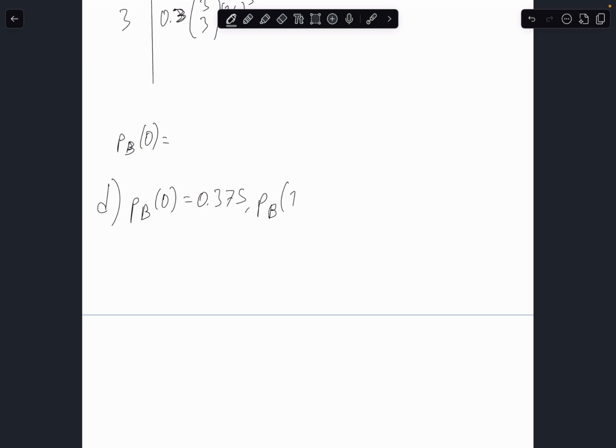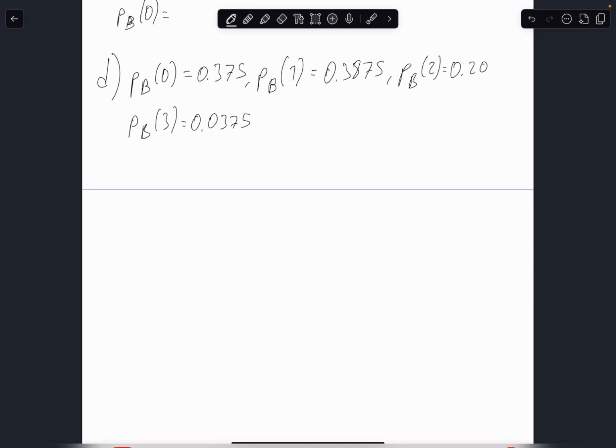Probability of having one boy is 0.3875. Two boys is 0.20, and three boys is 0.0375.